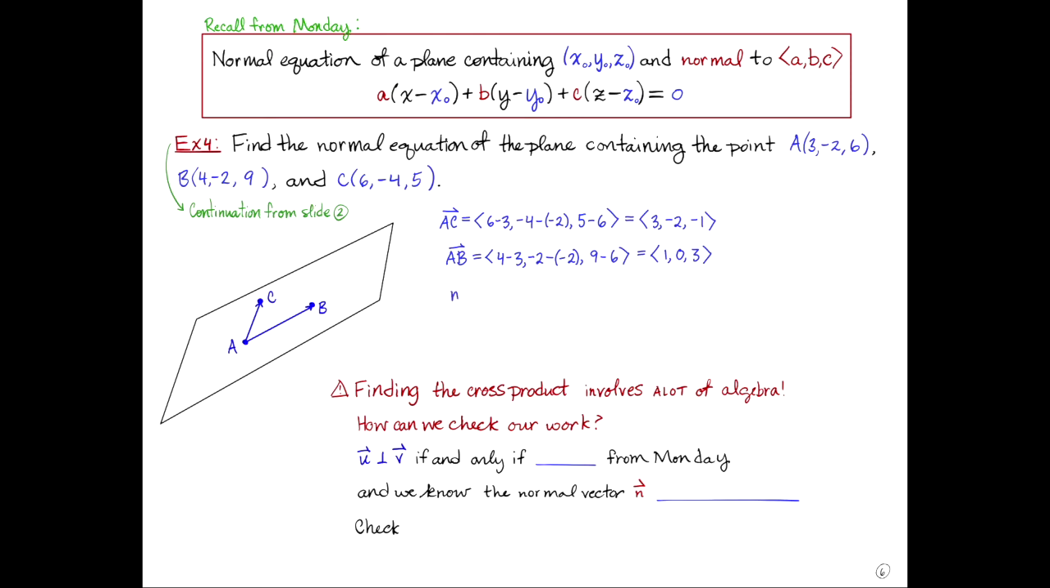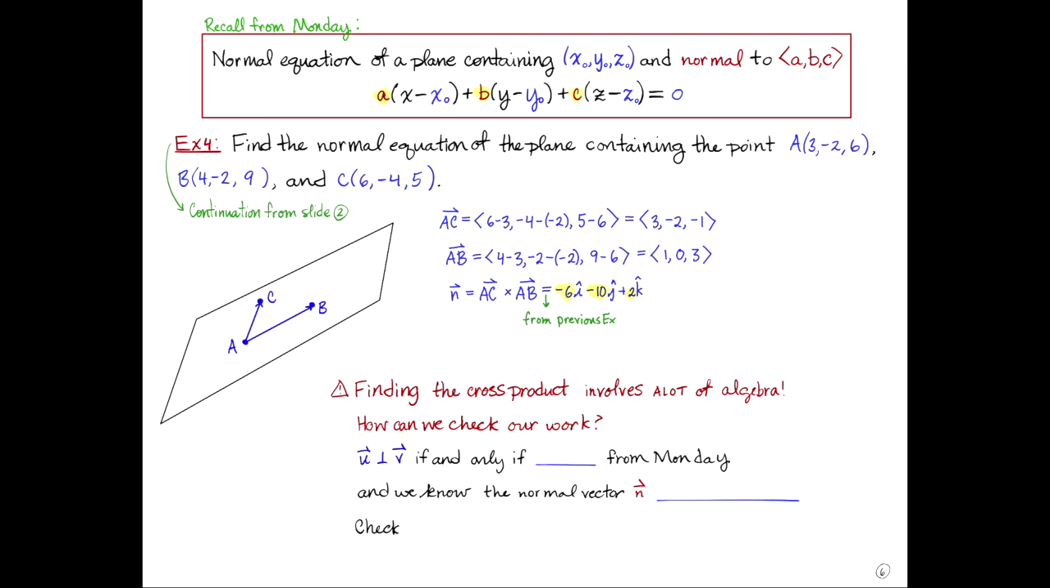The normal vector to the plane is equal to the vector AC cross the vector AB. These are the same vectors that we used in the previous example, so we know this cross product is equal to negative 6i minus 10j plus 2k. Now that we have our normal vector, negative 6, negative 10, and 2, we'll sub in for a, b, and c in the equation of our plane.